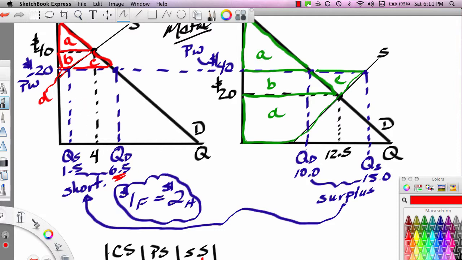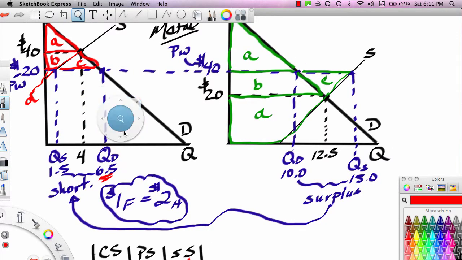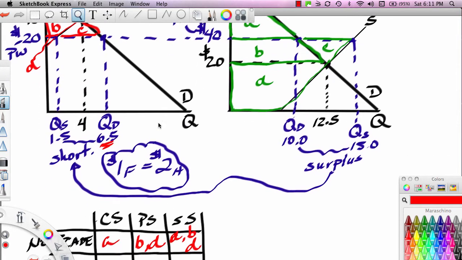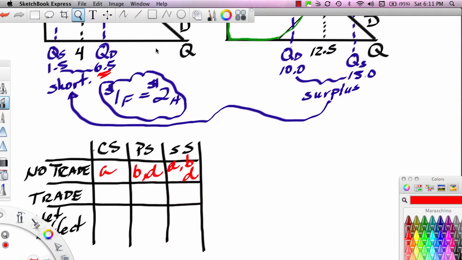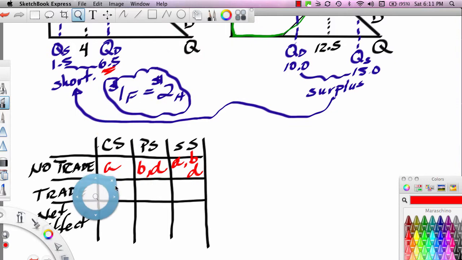Now look at this. Producers get below the price line, 20, above the supply curve, out to where they produce, 1.5. Producers only get what? Area D. So let's go ahead and fill that into our table. We're going to have to get my canvas straightened up here. So what are consumers getting?